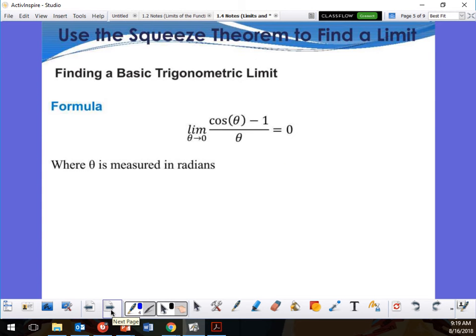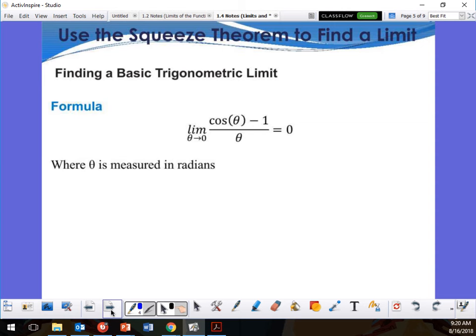Basic trig limit. So it's kind of like that sine theta over theta. Here's another identity that we're going to use all the time. Cosine theta minus 1 over theta is going to give me 0. Now, can I prove that? Yes. Do you have a tool to prove that with? Yeah, we do. What's a tool? L'Hopital's. Now plug it in.